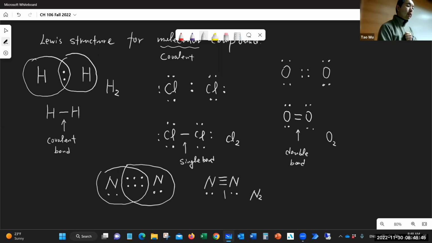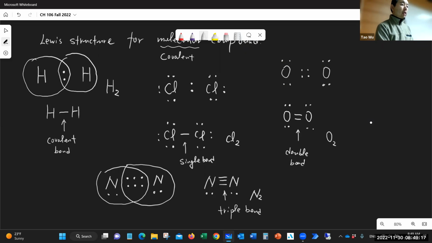And three dashes is the triple bond. Okay, so in the molecular compound, sometimes you will see single bonds, sometimes double bonds, sometimes triple bonds. But in most cases you will see single bonds. You shouldn't see double bonds and triple bonds too often. Yeah, most of the cases are single bonds.